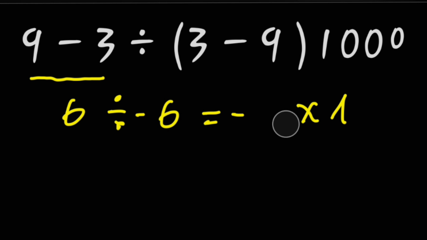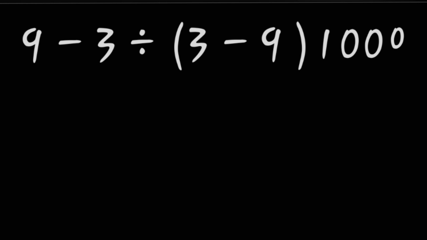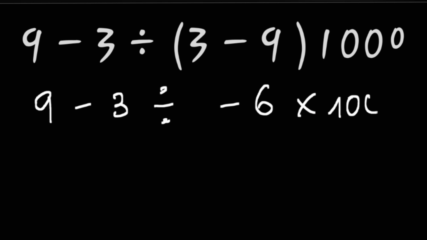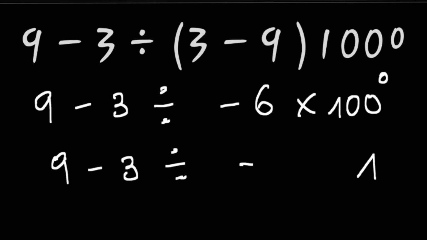Let's solve it correctly with PEMDAS. Step 1. Parentheses. 3 minus 9 is negative 6. The problem is now 9 minus 3 divided by negative 6 times 100 to the 0 power. Step 2. Exponents. 100 to the power of 0 is 1. Now we have 9 minus 3 divided by negative 6 times 1.